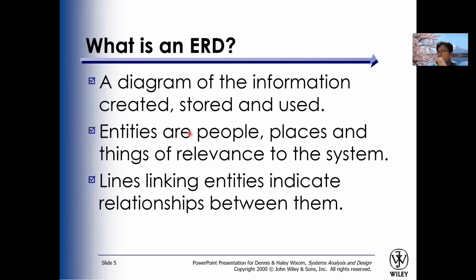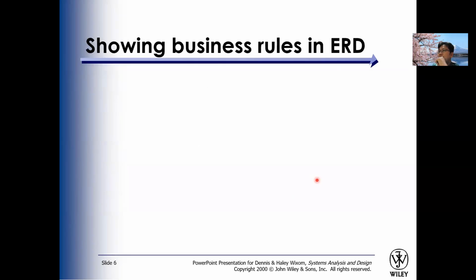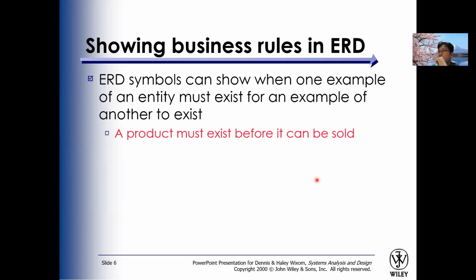And also there are lines. There are lines linking entities, so the relation between entities, between two tables, between two classes, and others will show the business rules in an organization.